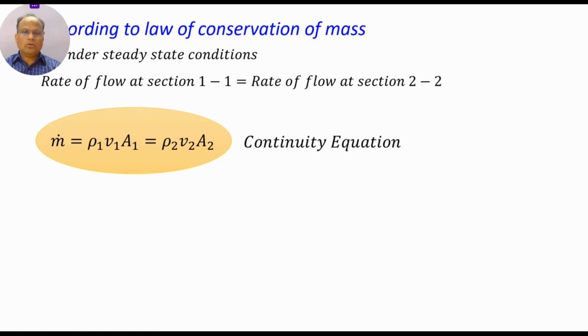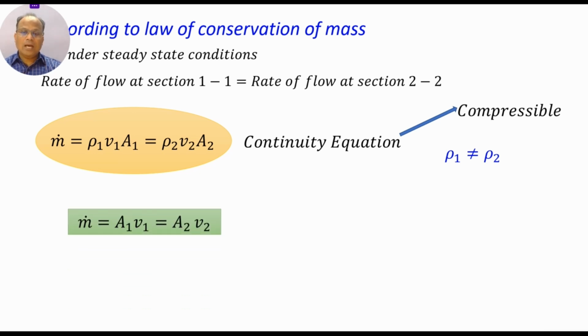This equation is known as the continuity equation, and it is applicable for both compressible as well as incompressible fluids. According to the nature of the fluid, we have to modify this continuity equation. Suppose the flowing fluid is compressible, then the density is not fixed, so rho1 is not equal to rho2. This is for compressible fluid.